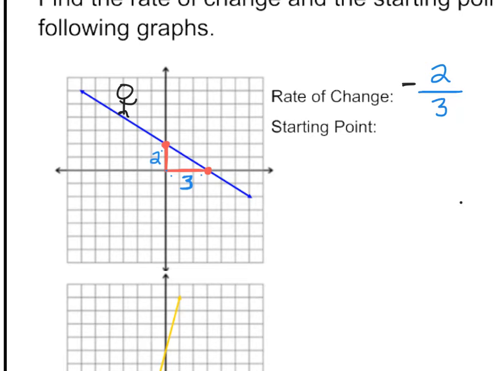Now my starting point, like we said on the front, is where the line crosses the y-axis. So my starting point is right here. And that is the point. It's always 0 first, where x is equal to 0, 2. Because that's what we call that point on a graph. So it crosses the y-axis at 2, and then it goes down 2, right 3, over and over and over.